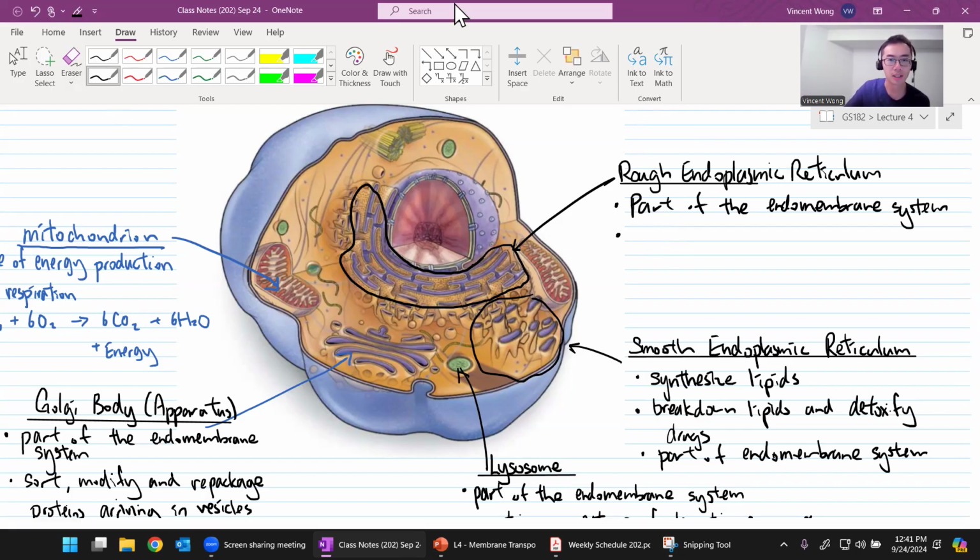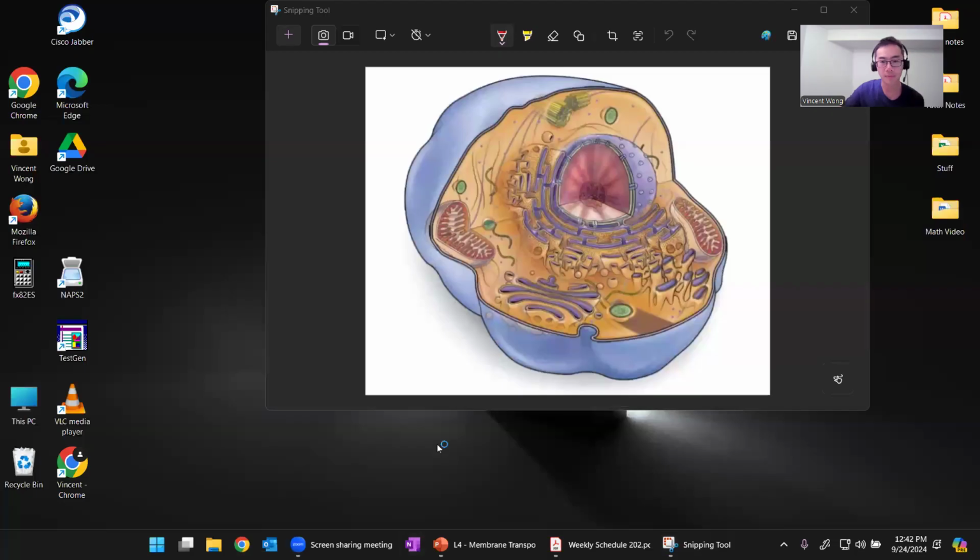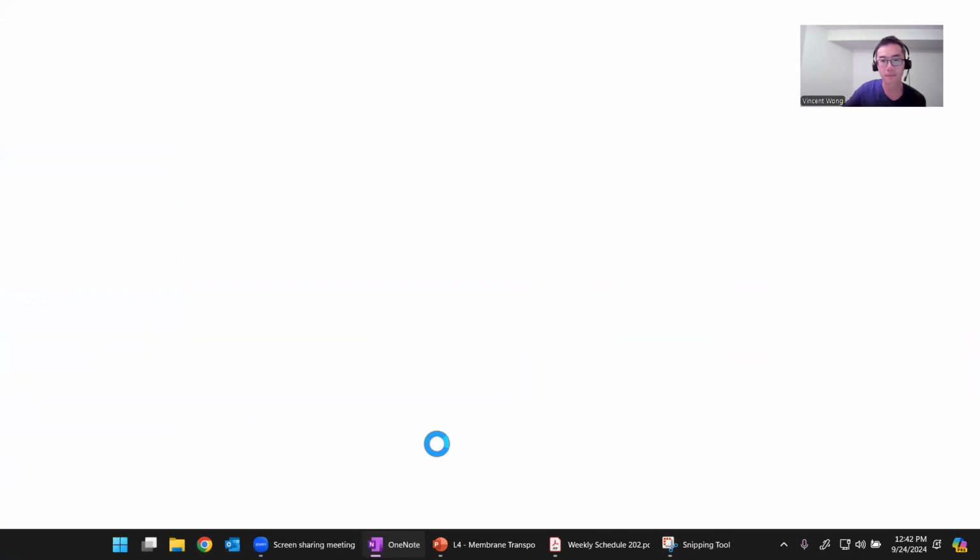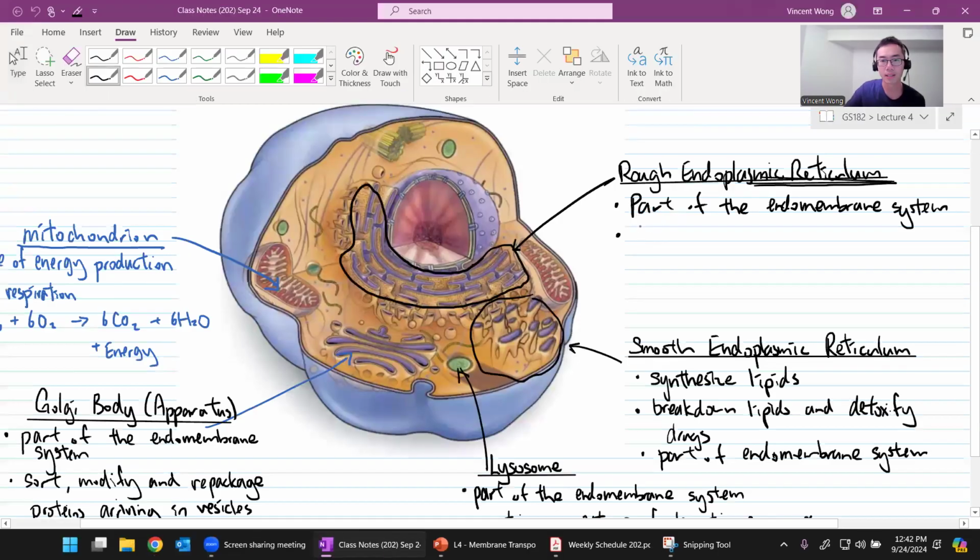Oh my goodness, it's not working again. Not really sure why. It keeps on disappearing. Sorry. Let's try it one more time. Synthesize proteins and package them into vesicles. There you go.